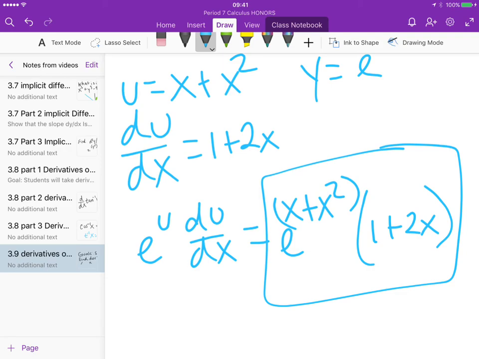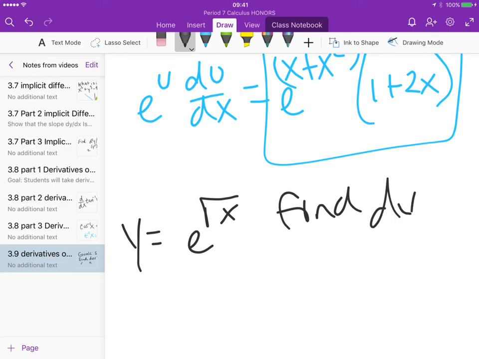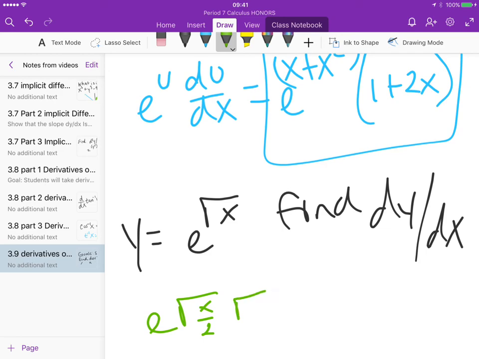All right. So what I want you guys to do is give one a shot on your own before we wrap things up. Your example to try on your own is y equals e to the square root of x. Find dy/dx. And I will reveal the answer to you: it is going to be e to the square root of x over 2 times the square root of x.